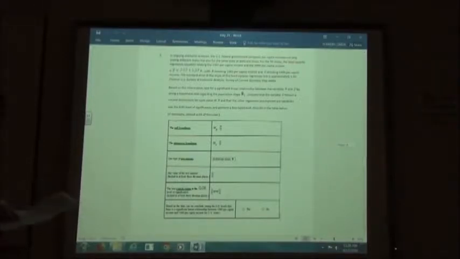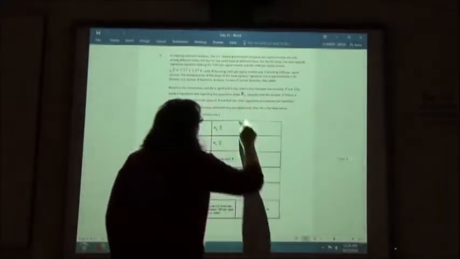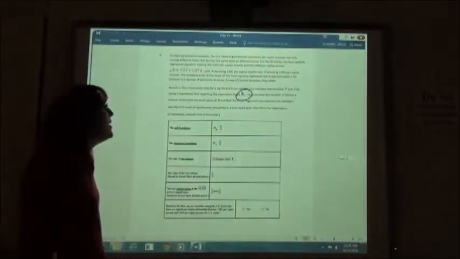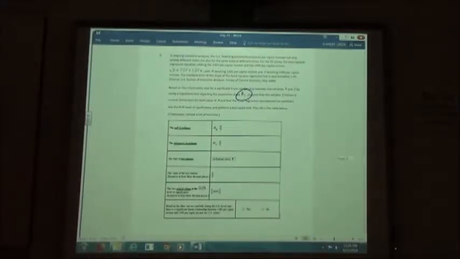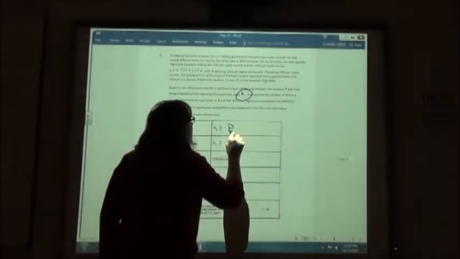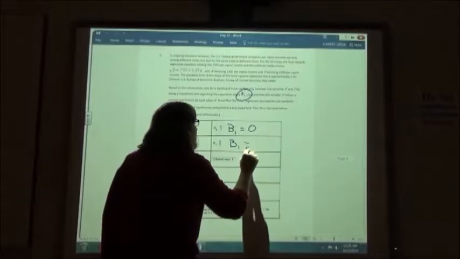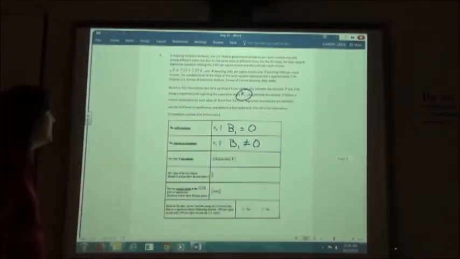So, number 8 here, we are going to do B1. It tells us right here. If we're doing a two-tailed test, it's either an equal or a not equal, which means our null hypothesis is B sub 1 equals 0, and our alternative hypothesis is B sub 1 does not equal 0.